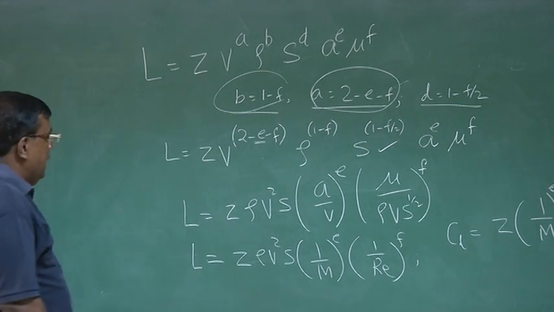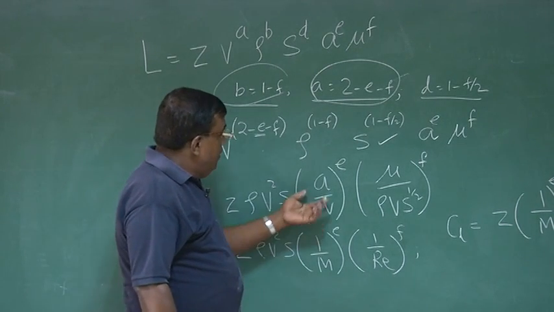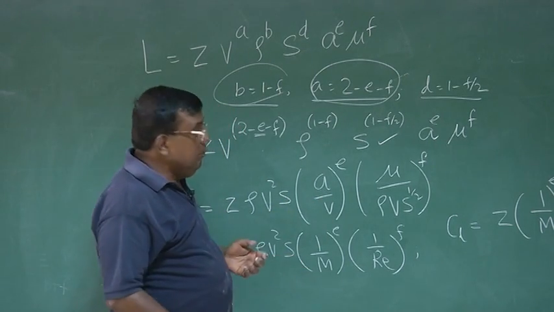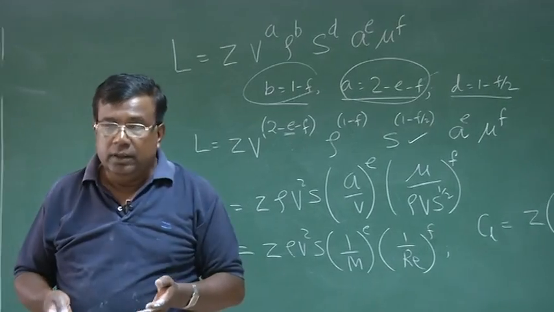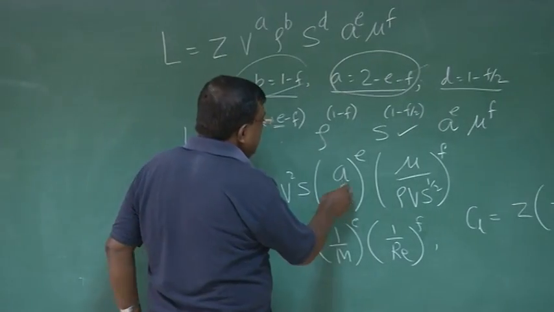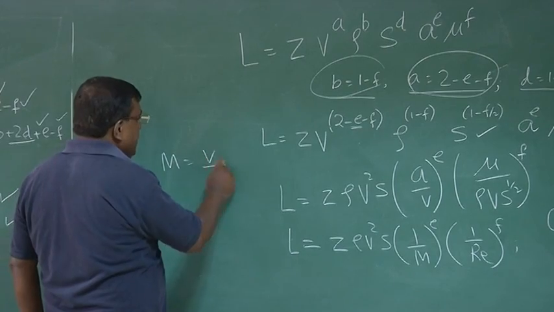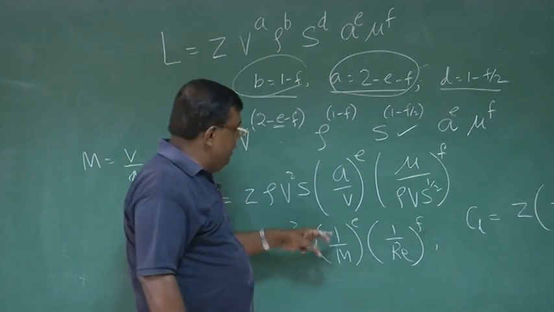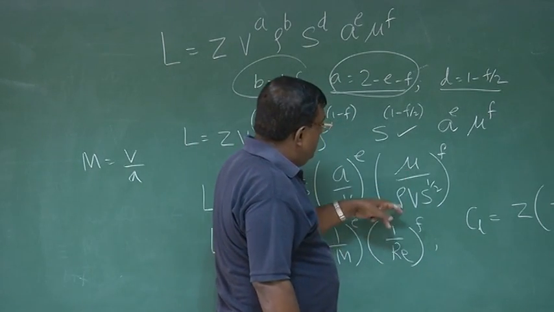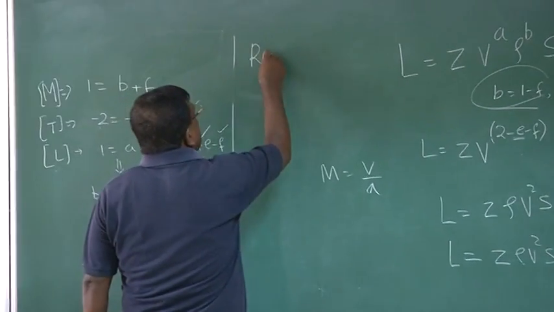Now this I now write as z rho v square. We have discussed and agreed the importance of Mach number, the speed of sound and the speed of vehicle, which is v. So what is a by v? A by v is 1 by Mach number, because we define Mach number as v by a. So this I am writing 1 by M to the power e, and this term is 1 by Reynolds number.